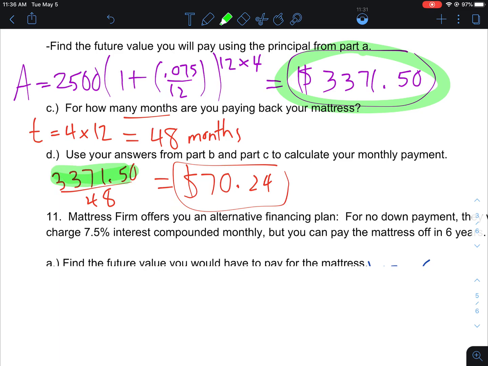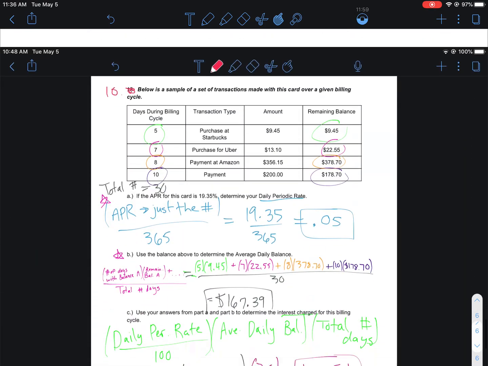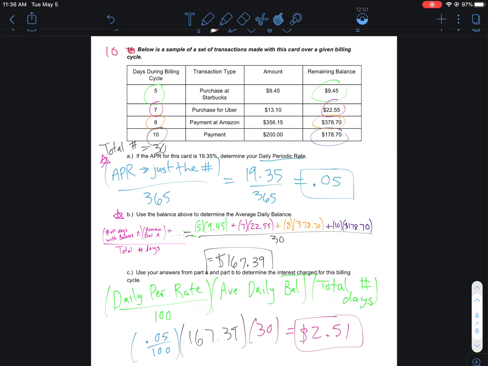They say, okay, you're going to be basically paying $3,371.50. You're going to pay that off in 48 payments. So each payment will be $70.24. So it kind of lessens the burden. Instead of paying $2,500 right now and then not having a lot of money, you could just agree to pay $70.24 a month. And even though you'll spend more in the long run, it makes it more affordable in the short run.